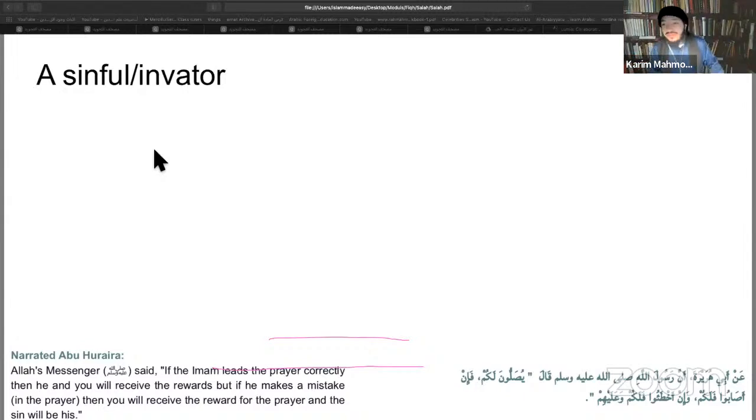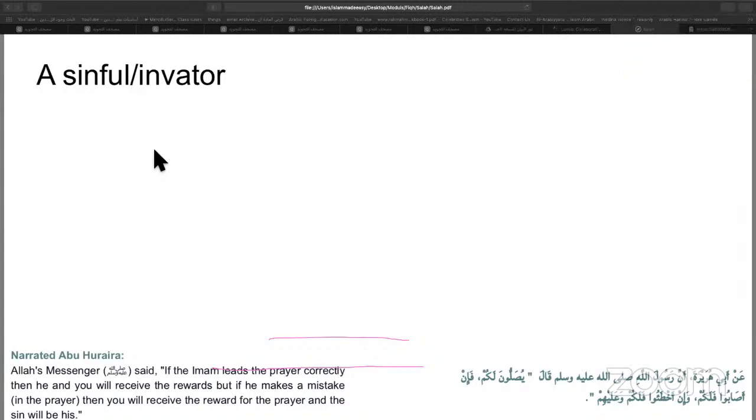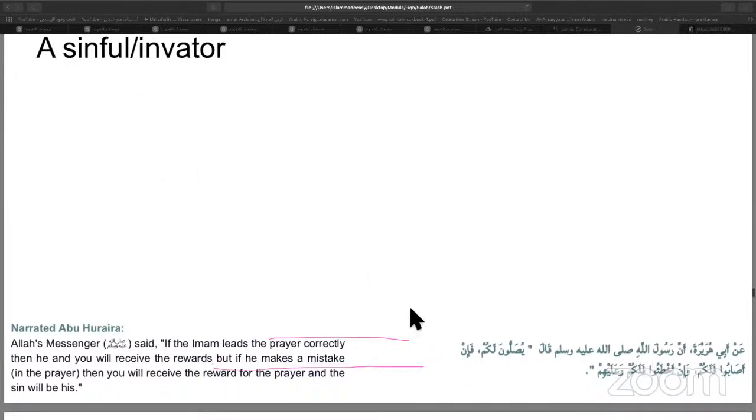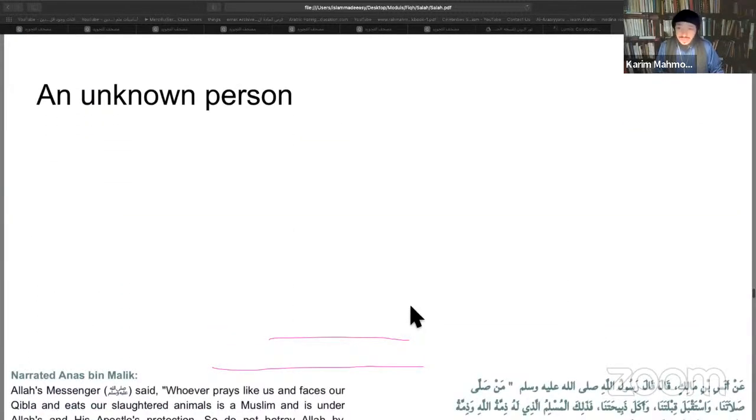So yeah, that doesn't affect anything. We can pray behind anybody as long as they're Muslims. Okay, as long as they're Muslims. Yes, ma'am. Plus they're getting awards, so it's also like you're trying to stop them from getting awards. Yeah, this could be a way of helping them.